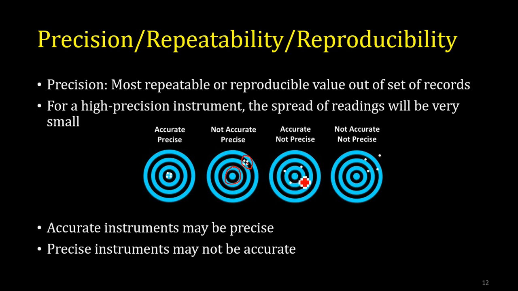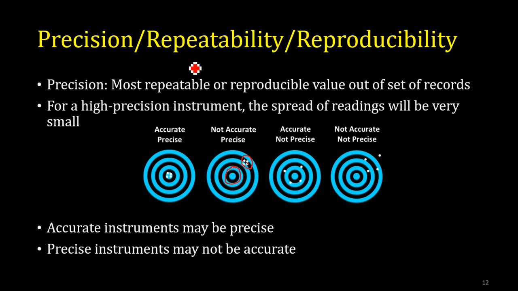You are getting value close to center, but it is not precise because you are not getting the value repeatedly, or you are not able to reproduce the value again. And in the last case, it is not accurate or precise. You are even getting one value outside the entire range. So this is not accurate and it is not precise.